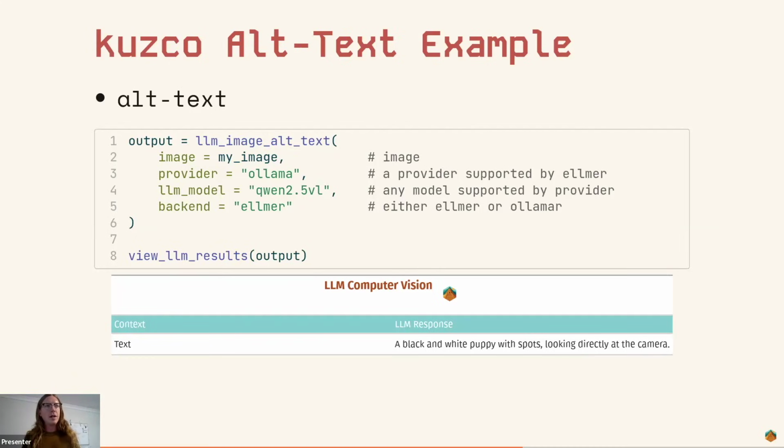I've also found out that I'm not the best at writing alt text, so I thought, hey, maybe Cusco could use an LLM image alt text function and write alt text for me. So here's an example of what an alt text would look like for the test image. It says a black and white puppy with spots looking directly at the camera.